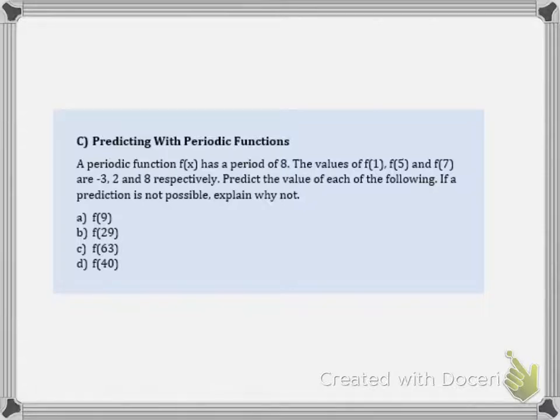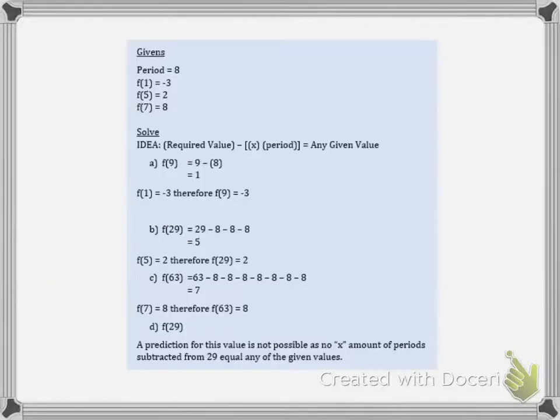Now this is one of the questions on our quiz. So I'm not going to read this due to the lack of time. I'm going to go straight to the answer. So first of all, you're going to state your givens. You've been told that the period is 8 and you've been given 3 values.